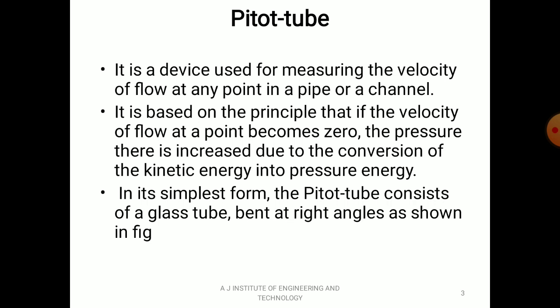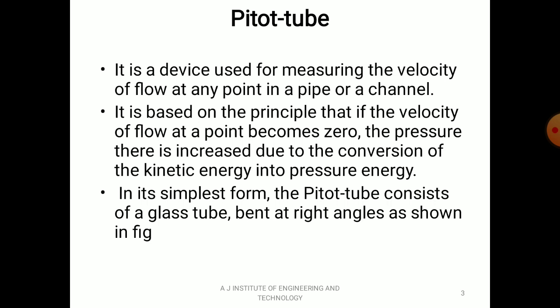So in the pitot tube, the velocity of flow at a point becomes zero. Velocity becomes zero means kinetic energy is equal to zero, because it is V squared divided by 2g. So when kinetic energy becomes zero, the pressure energy increases to maintain total energy constant. According to Bernoulli's principle, total energy should remain constant. To keep total energy constant, when kinetic energy becomes zero, pressure energy increases. So that is the principle of the pitot tube.